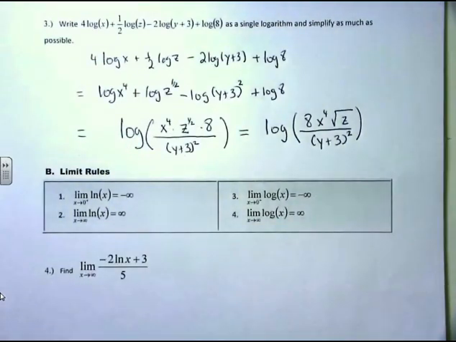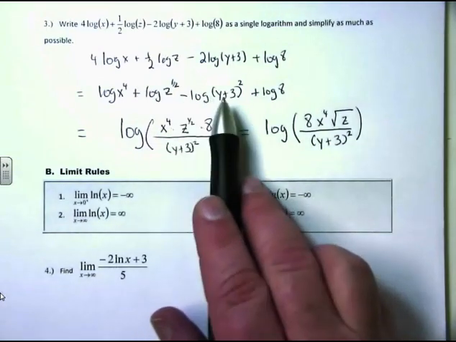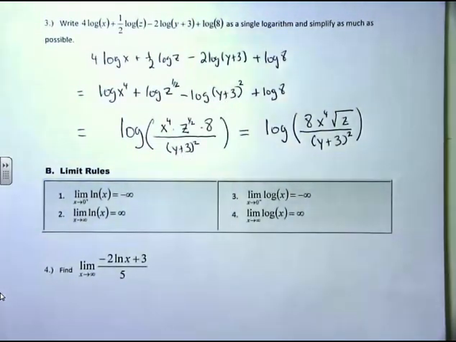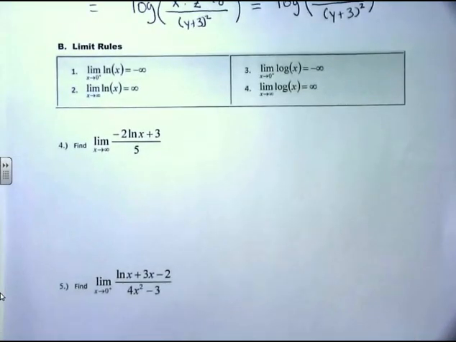Because addition turns back into multiplication, that means it's going to be in the numerator. Subtraction turns into division. Division goes into the denominator. Now, let's talk about these guys in terms of log properties. Your log properties when it comes to limits.